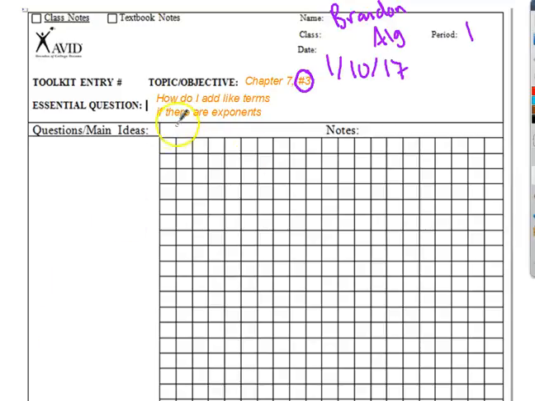Then the essential question is also written over there on the objective board. The essential question for today is how do I add like terms if there are exponents? Now, an exponent is a little number on top. So you can remember that we were adding like terms, and they were like if they had a letter. But what if there's a letter, and that little letter has a little number on top as well? So that's the only difference for today.